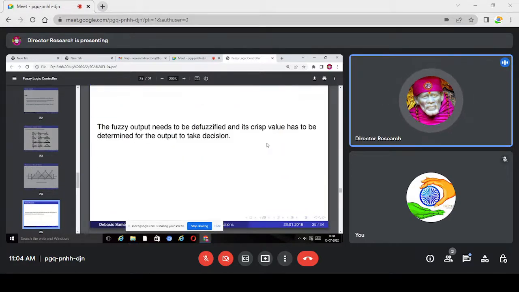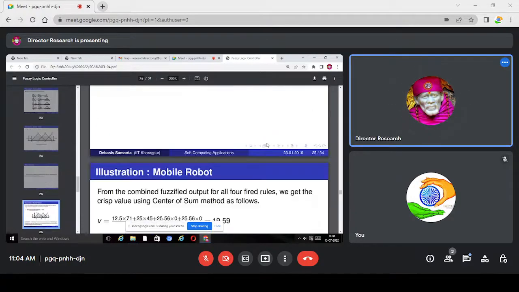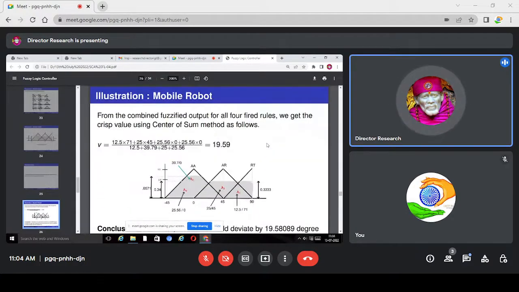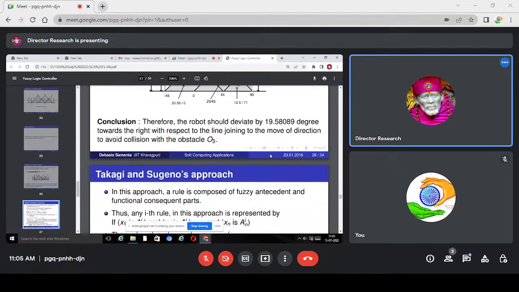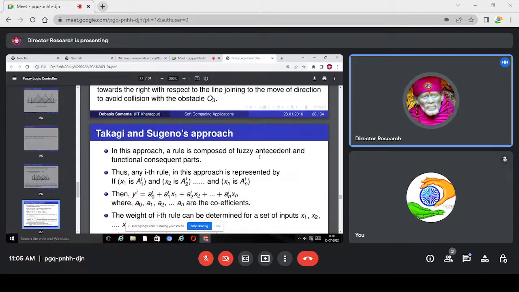The fuzzy output needs to be defuzzified, and its crisp value has to be determined for output to take a decision, from the combined fuzzified output for the four fired values. You can observe here. Therefore, the robot should be deviated by some degrees towards the right with respect to the direction joining the new direction, using the diagram, to avoid a collision with the obstacle without making any collisions in the movement of the robot.